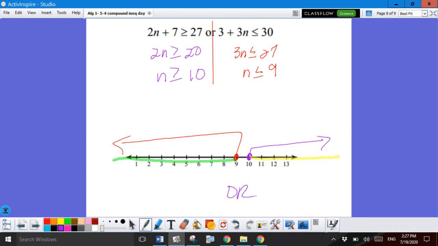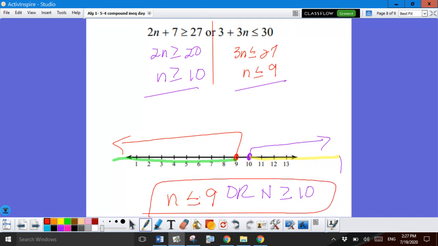So when we write the inequality on this one, we're actually going to write the word or. And we're just going to write the two inequalities. We've got our answers right here. N is less than or equal to, let me take that back because it's going to match the graph. So this one is n is greater than or equal to 10 because it matches the graph. And we have n is less than or equal to 9. So it always goes from small to big, so it matches your graph. Okay, it matches your graph.